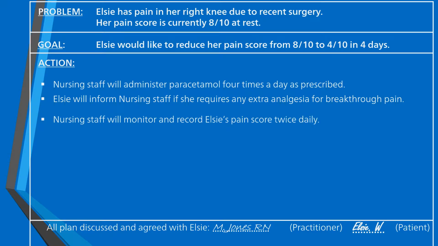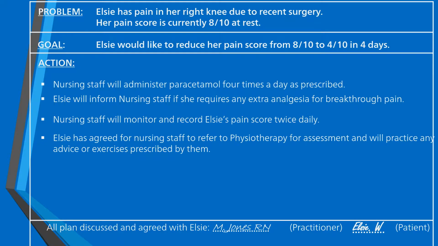Nursing staff will monitor and record Elsie's pain score twice daily. So although we've asked Elsie to inform nursing staff, they have a duty of care to monitor and make sure Elsie's pain is managed. Elsie has agreed for nursing staff to refer to physiotherapy for assessment and will practice any advice or exercises prescribed by them. So this evidences consent here. Elsie has agreed for nursing staff to refer. And she's also agreed that she'll have a go at any advice or exercises that they suggest.